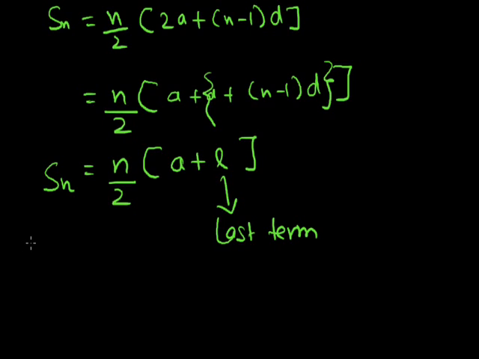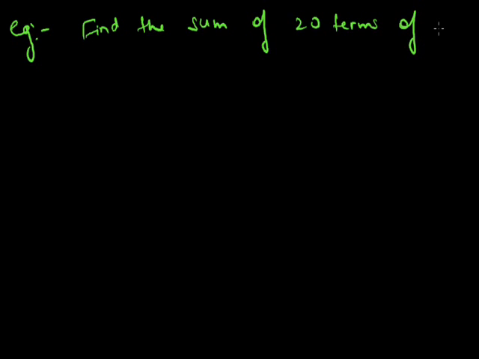Now we see some examples of this, so this formula will become more clear. So now let's take the first example. Find the sum of 20 terms of an AP. Let's say the AP is 1, 4, 7, 10 up to n. So we have to find out the sum of 20 terms of this AP.